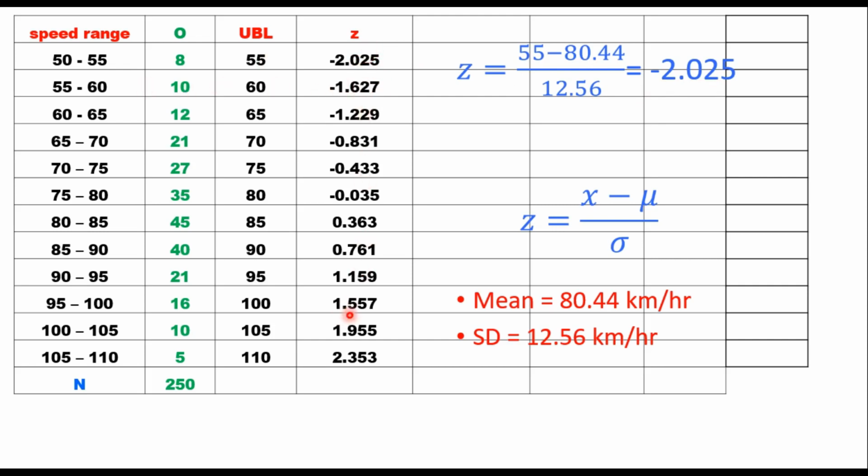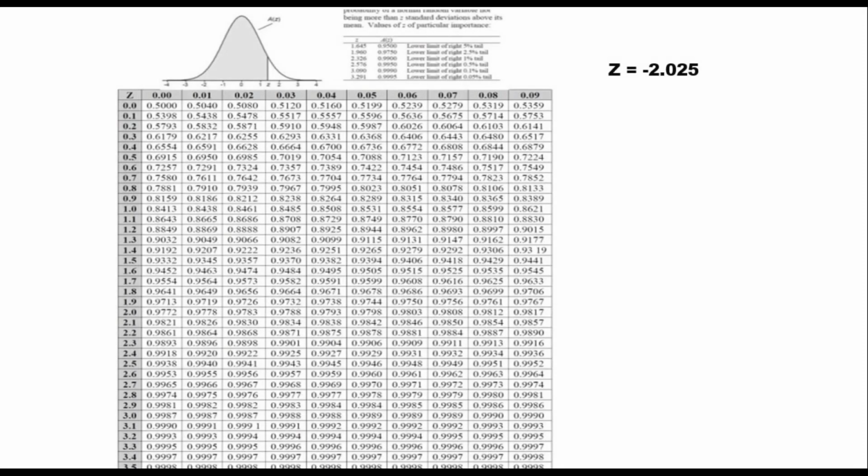Now this is a standard score, and the normal distribution with the standard score will have an area equal to 1. This is the standard normal distribution.